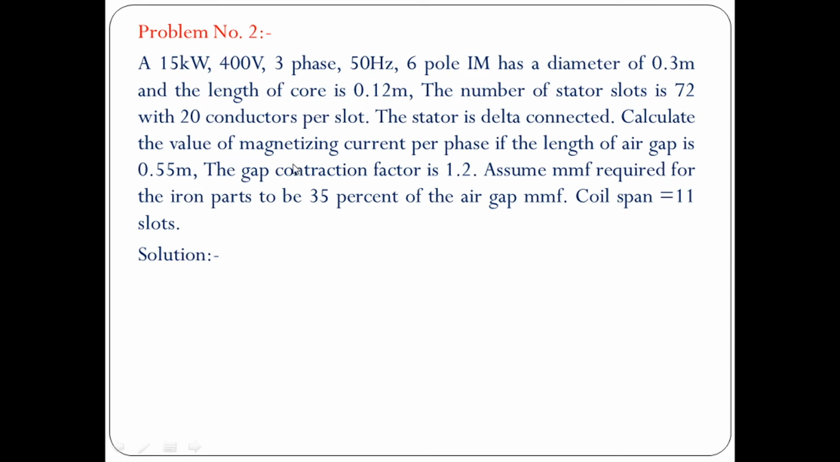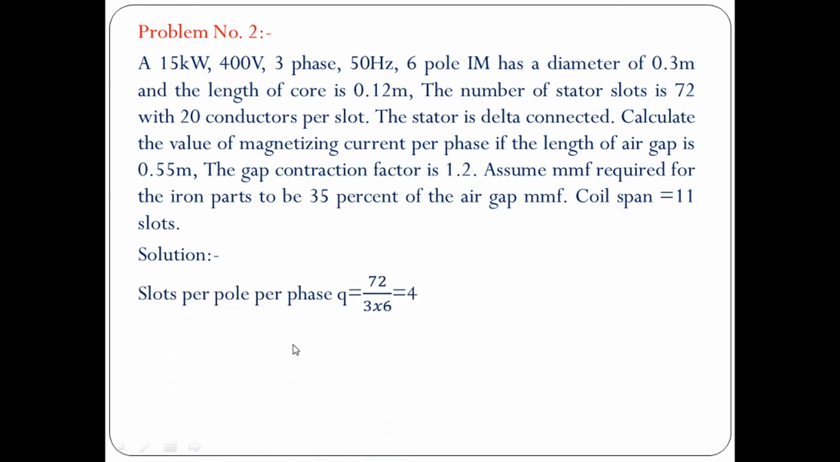So we need to calculate the value of magnetizing current per phase, Im per phase, if the length of air gap Lg is 0.55 millimeter. The gap contraction factor Kg is given as 1.2. Assume the MMF required for the iron part to be 35% of the air gap MMF. So the MMF at the iron parts is around 35% of the air gap MMF. There is a coil span of 11 slots. So these are the details or the values given in the problem.